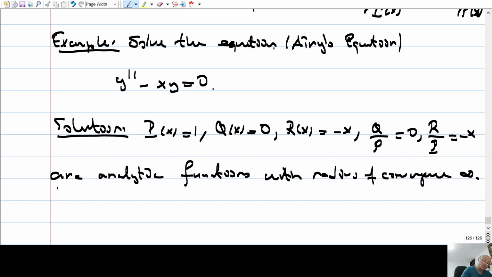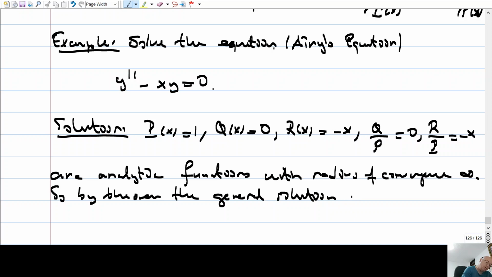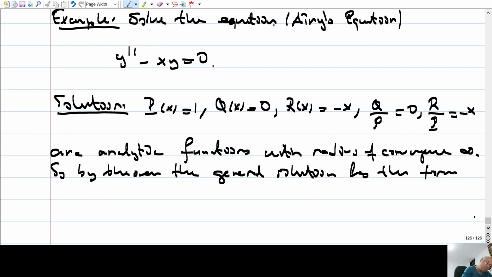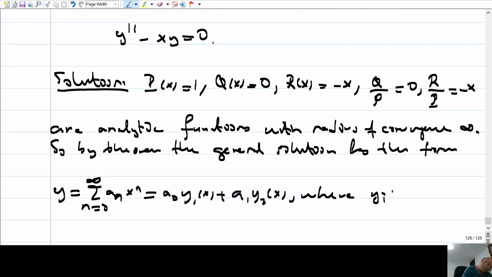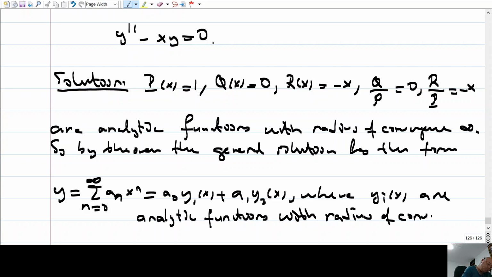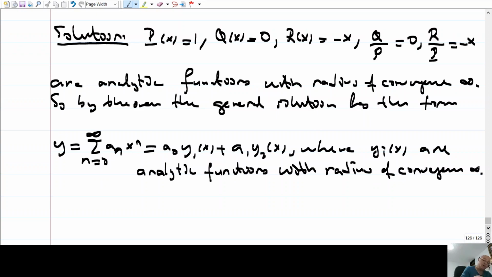Okay, so by the theorem the general solution has the form y equals the sum of a_n x to the power n from 0 to infinity, and this can be written as a0 y1(x) plus a1 y2(x), where yi(x) are analytic functions with radius of convergence infinite. Okay, so let's find the solution.